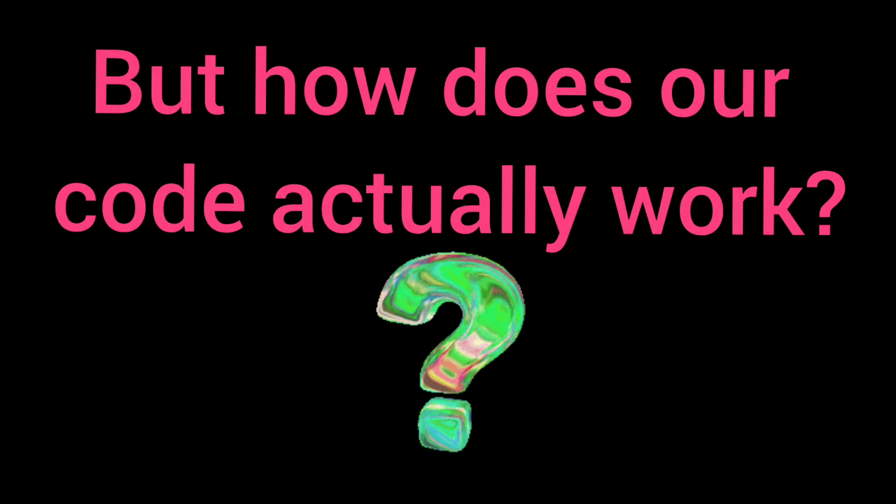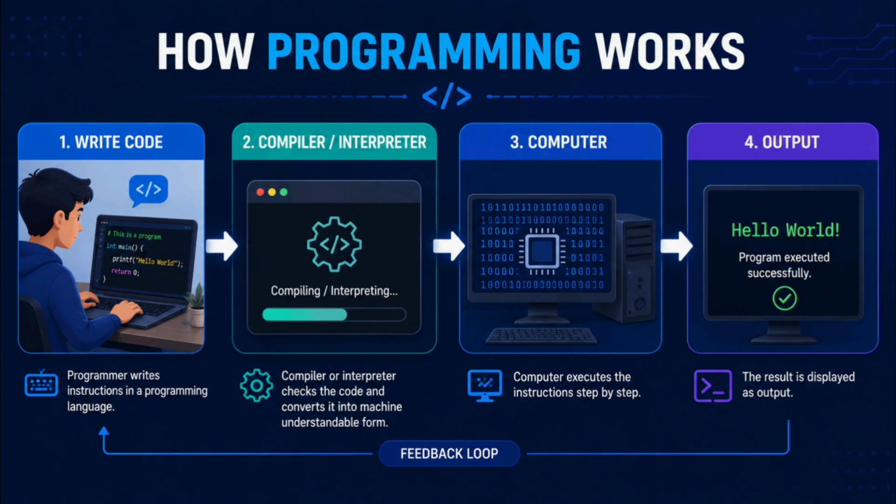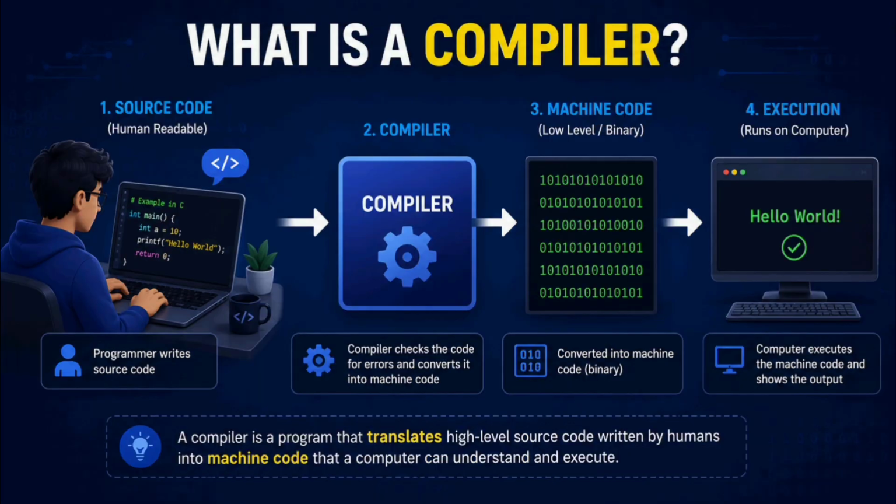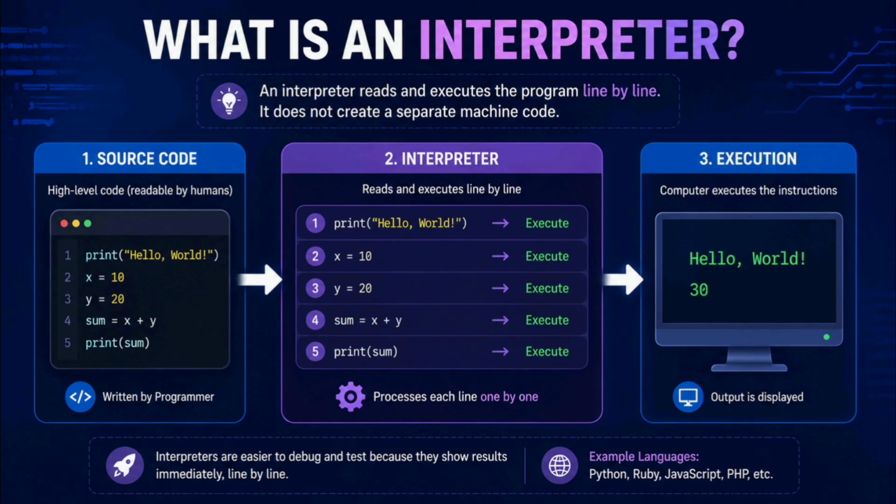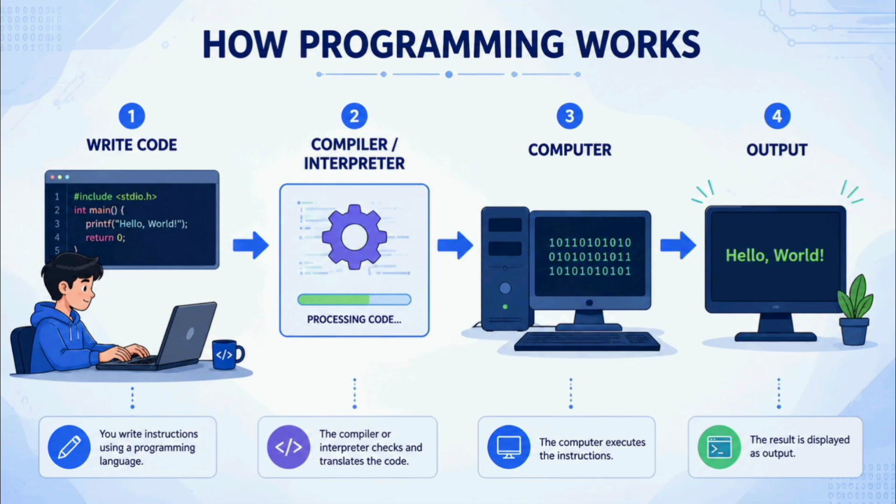But how does our code actually work? First, we write the code using a programming language. Then, depending on the language, the code is processed by a compiler or interpreter. The computer then executes the instructions. Finally, we get the output. So the basic idea is write code, process the code, execute it, and get the result.